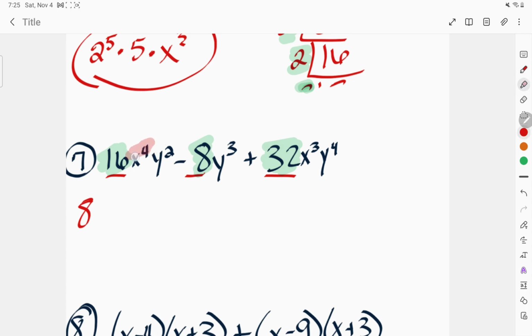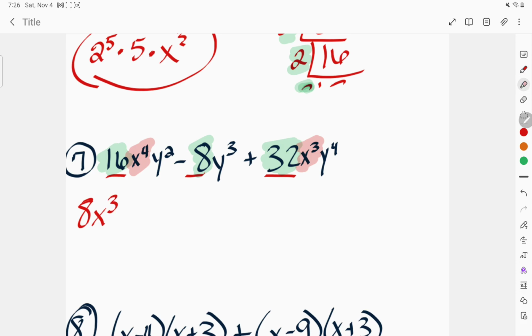Second, I'm going to look at my variables. So I have an x to the 4th in the first, and I have an x to the 3rd in the last one. I don't have an x in that middle one, so I don't want to mess with it. So just like between 8, 16, and 32, 8 goes into all three of those. We used 8. It was the lowest number. It's the same thing with your exponents. When you're dealing with your variables, you'll factor out the lowest exponent that you have. In this case, it is 3.